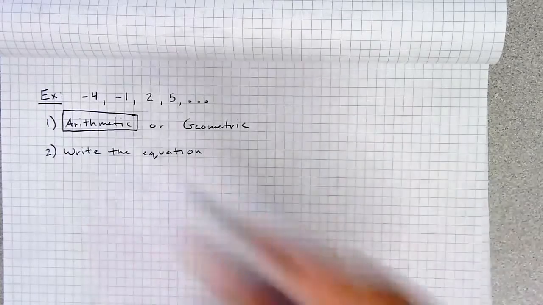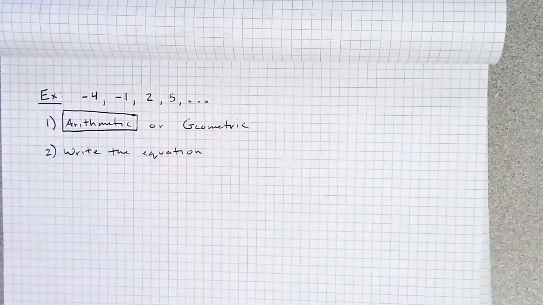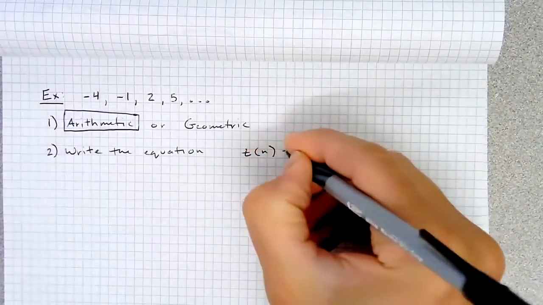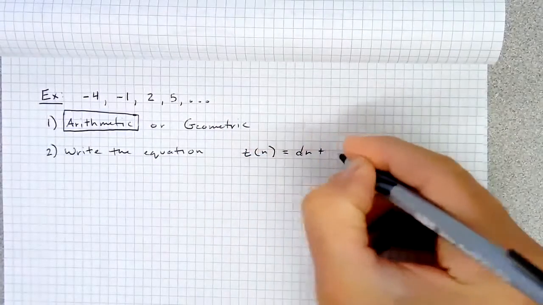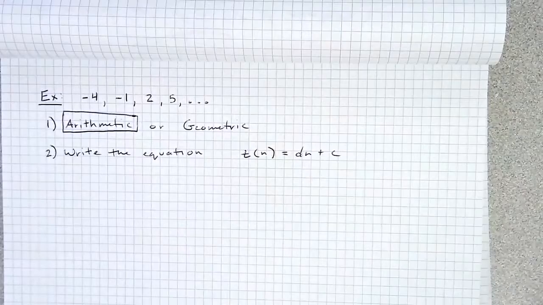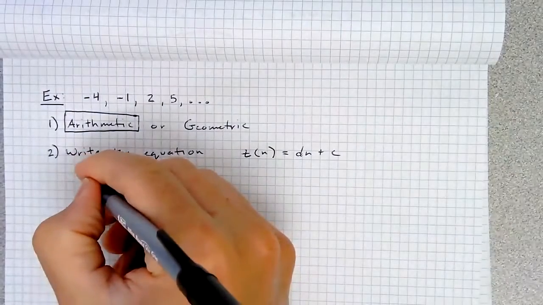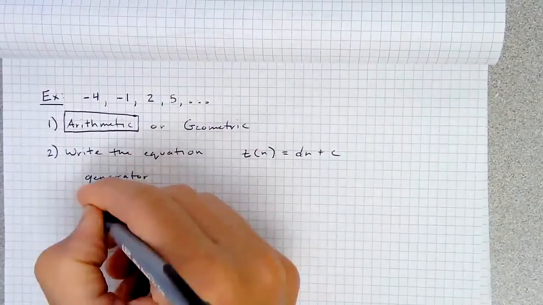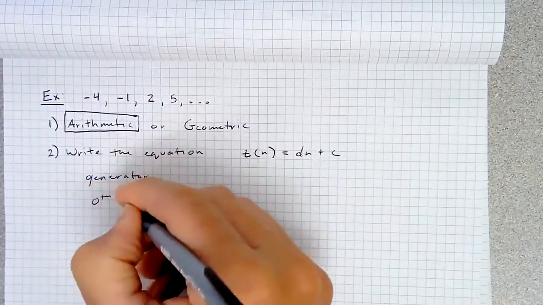Okay, so we got to write the equation. Reference our previous page, and we understand it's got to be in the form T of n equals dn plus c. So we need two things. We need our generator, and we need our zero term.